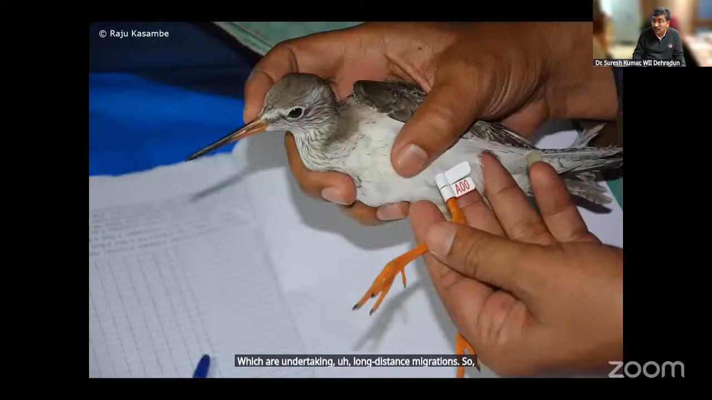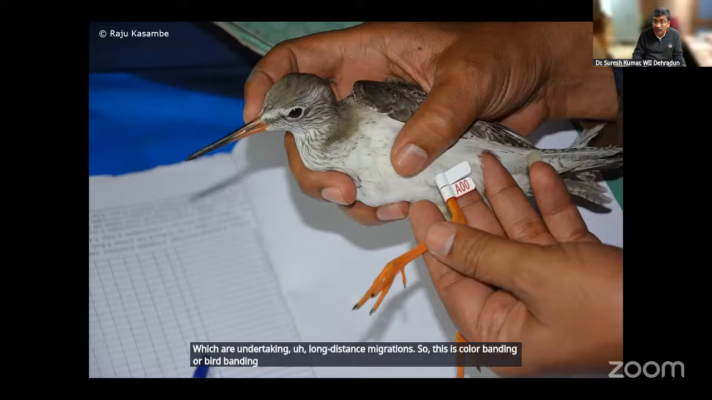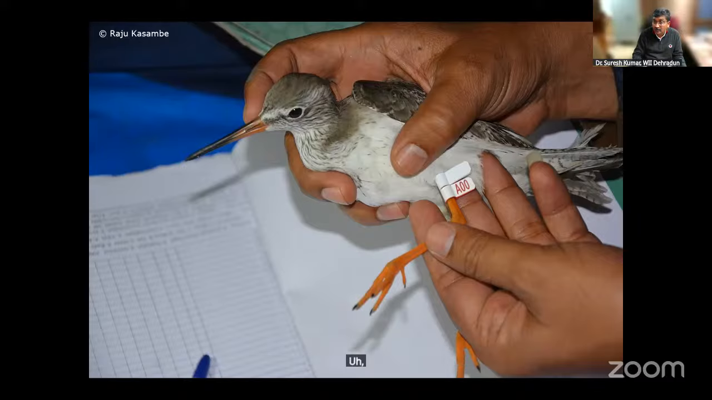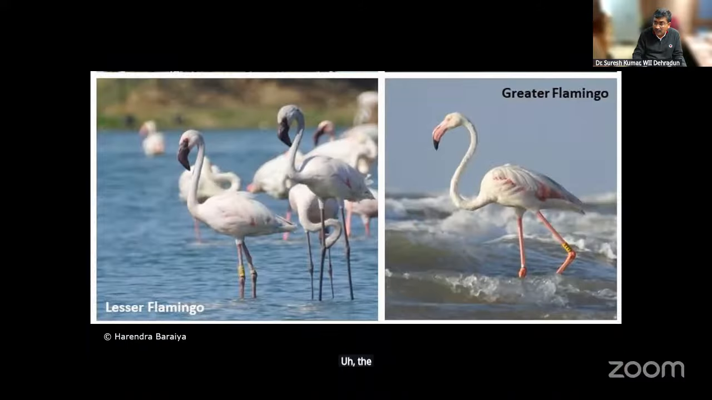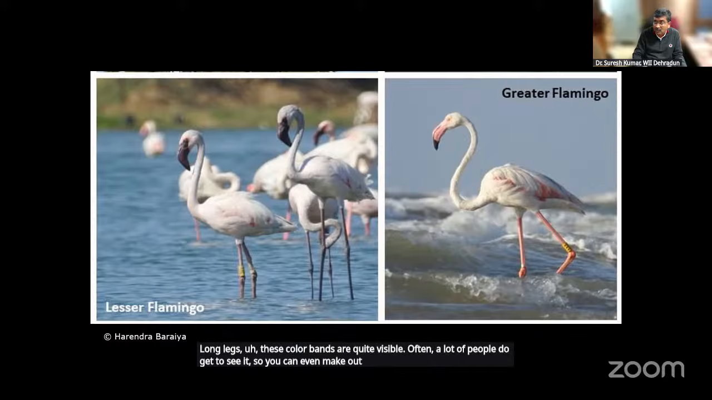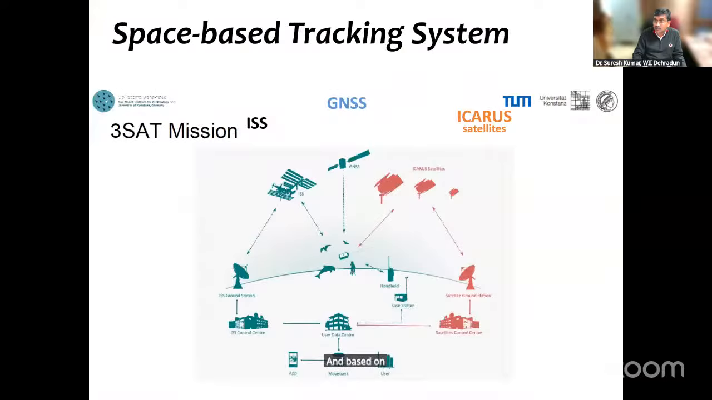So this is color banding or bird banding, taken as an image from BNHS, where they do a lot of shorebird banding across India. The flamingos have long legs, and these color bands are quite visible. Often, a lot of people do get to see them, so you can even make out those number codes on it. And based on those reports, you're able to track them.